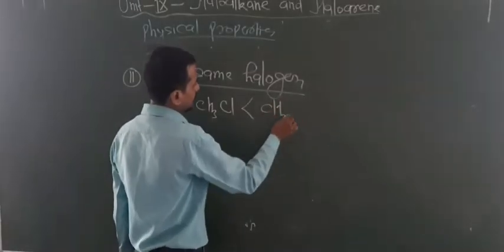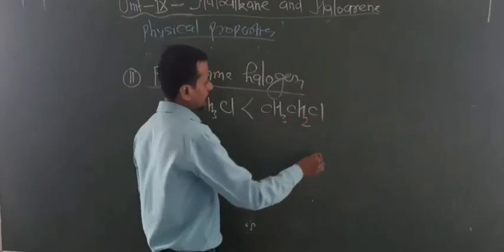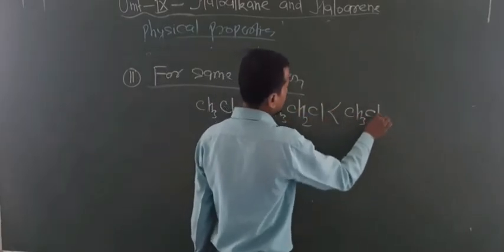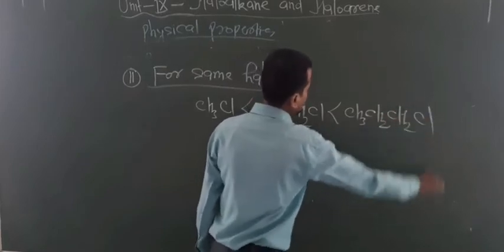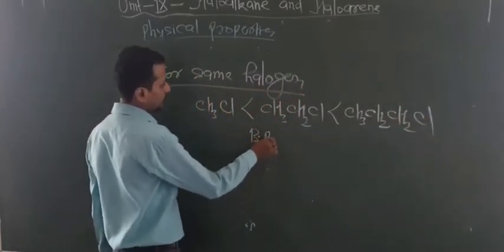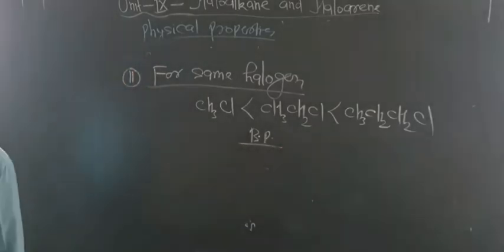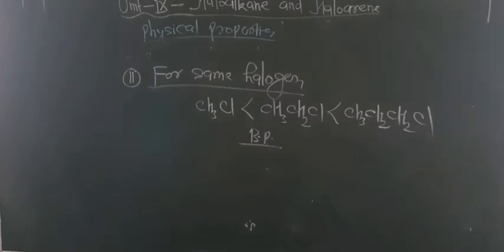Now second point, for the same halogen. Look at the condition: CH3Cl has a lower boiling point than CH3CH2Cl, and this has a lower boiling point than CH3CH2CH2Cl. So this is the order of boiling points. The more the number of carbon atoms, the higher the boiling point for the same halogen atom.